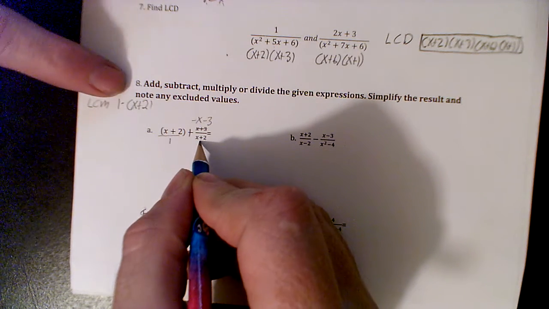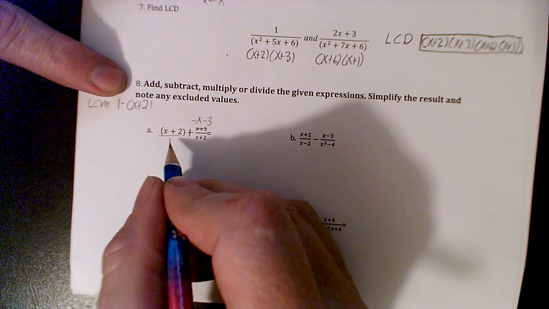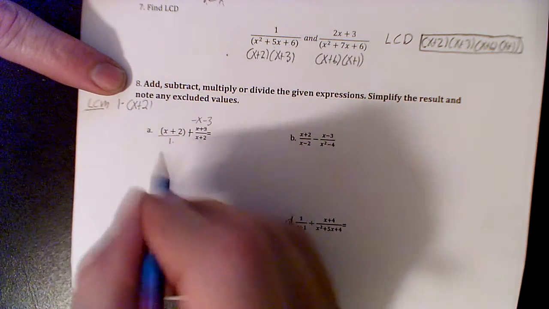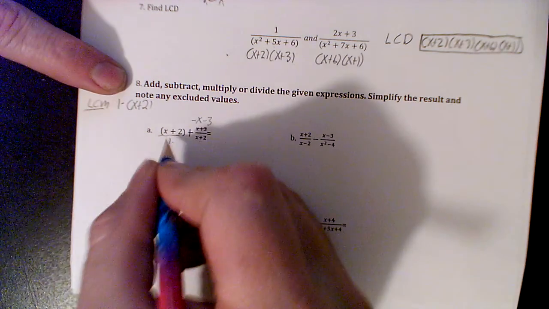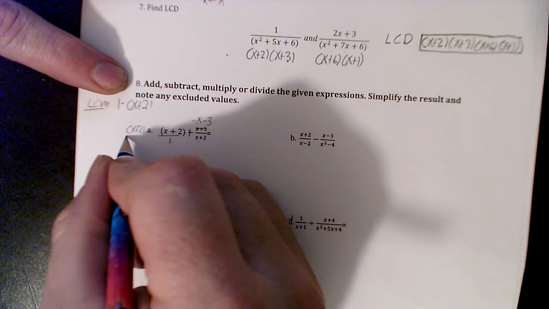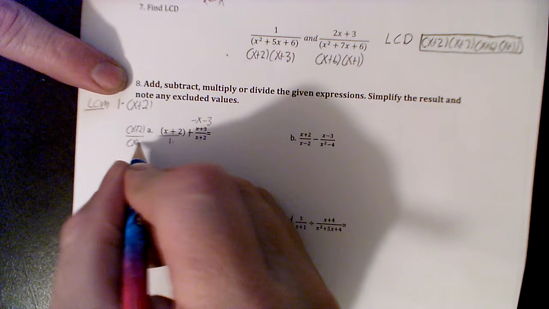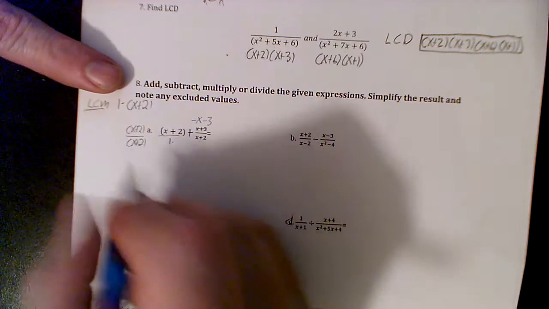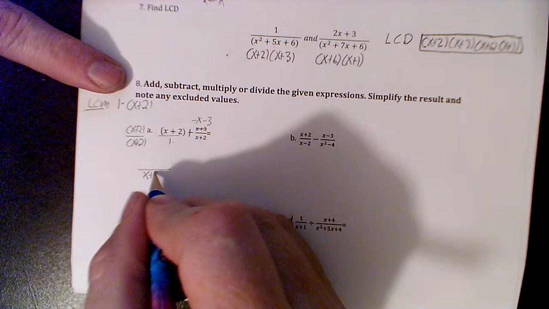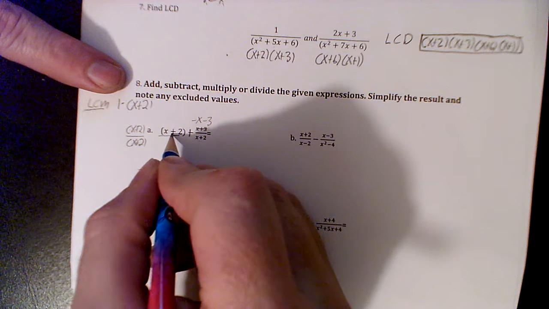This already has the least common multiple of x plus 2. This one needs to turn into the least common multiple. And remember, we're only getting least common multiples for addition and subtraction. So on this side, I'm going to multiply both top and bottom by x plus 2. I'm going to multiply this by x plus 2. Let's do our change. Well, x plus 2 times 1 is x plus 2. x plus 2 times x plus 2.